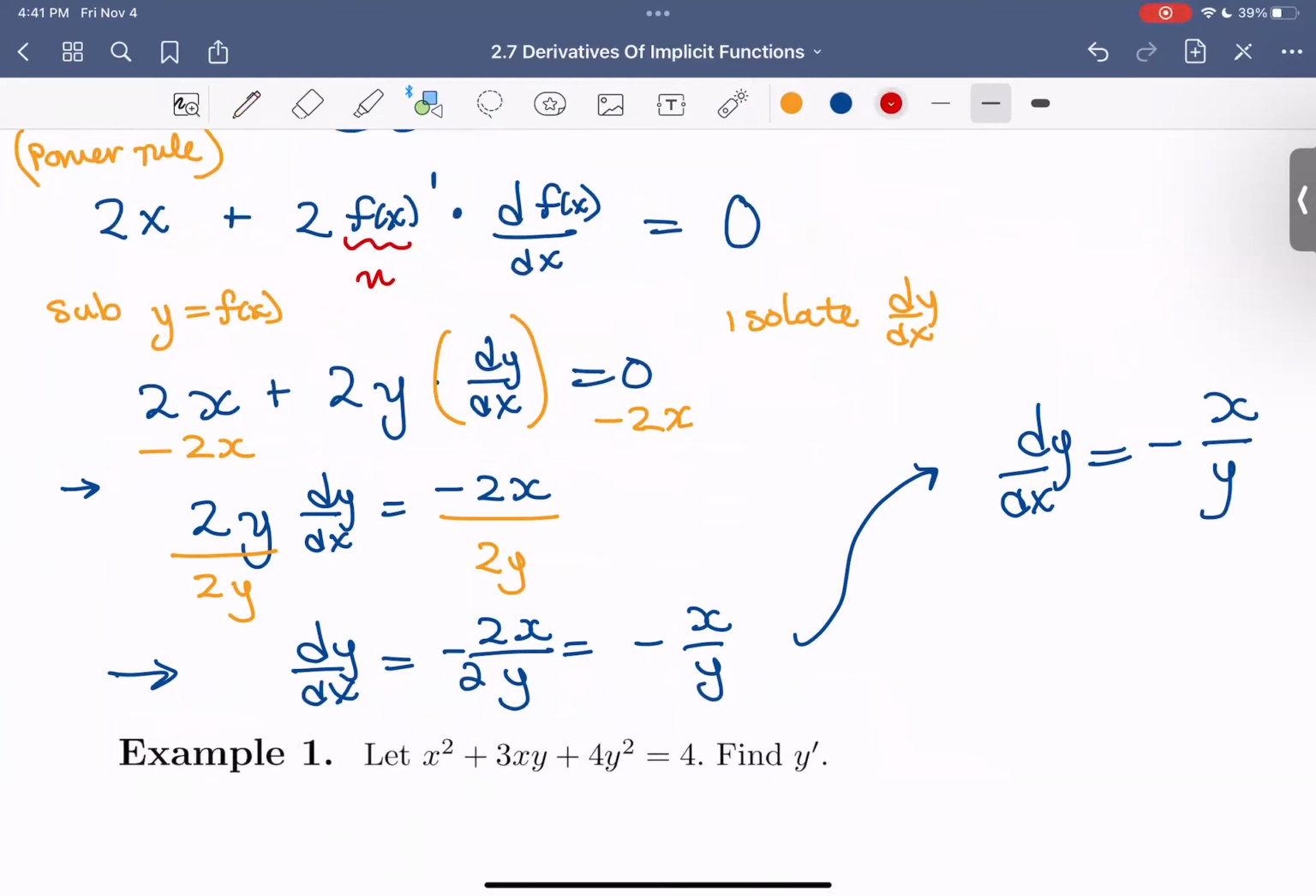Now I just want to make a couple of comments here, and feel free to pause the video and rewatch the progression of computing that derivative so that you're really comfortable with the solution here.